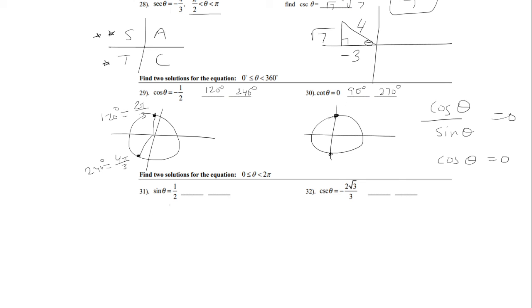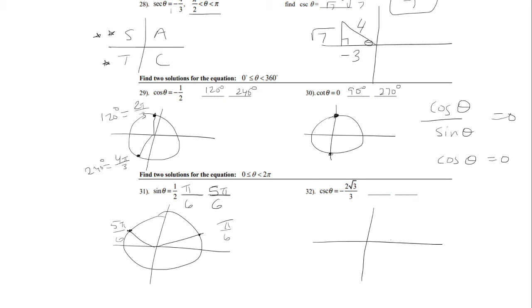At 31, we want to see when sine is equal to 1/2. Sine is positive in the first and the second quadrant. So that would be at pi over 6 and 5 pi over 6. Okay. And the last one, 32.